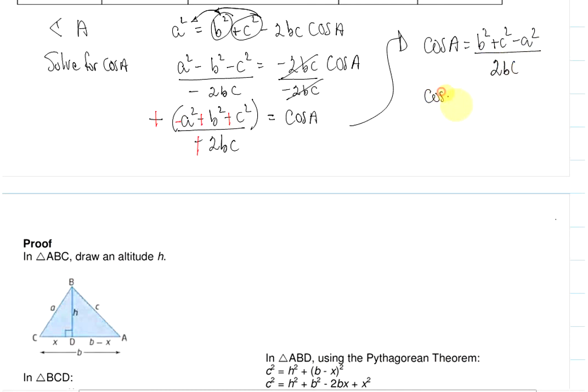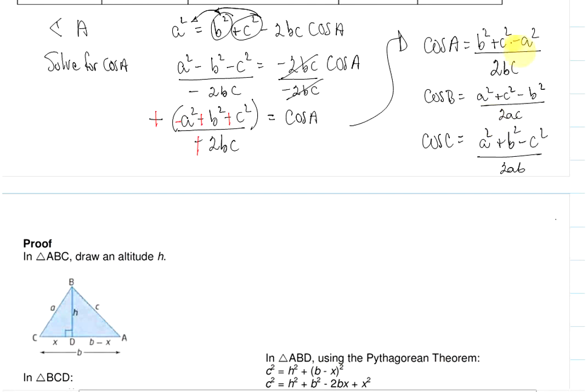And of course, there are the other two versions. If I want cos of B, then I would go A squared plus C squared minus B squared over 2AC. And then cos of C is equal to A squared plus B squared minus C squared over 2AB. Once again, there are patterns here that you could use to help you remember the other two formulas. Now, this version of the cosine law will not be on a formula sheet, okay?